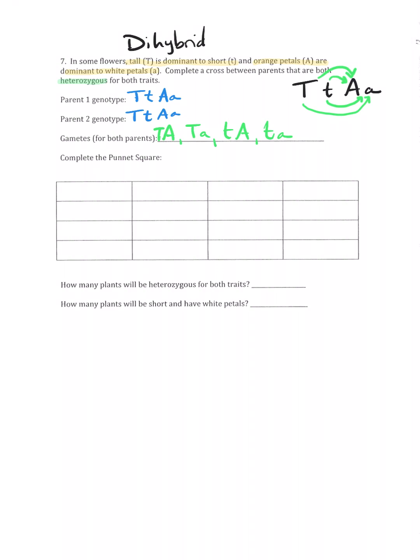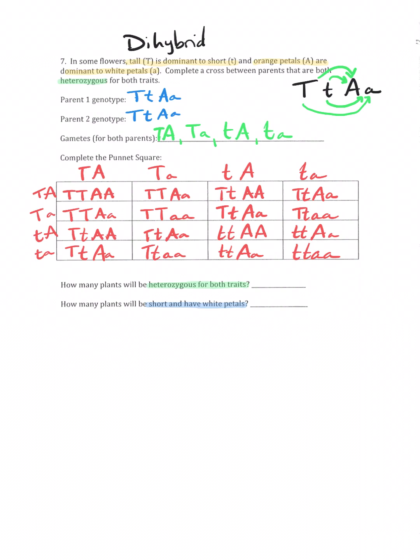So next you can set up your Punnett square. You should notice that the letters are the same on the top and the side of the Punnett square, and that's because the parents have the same genotype for these two traits. Next, you're going to fill in your Punnett square so that each box has 4 letters. If you need to pause the video for a moment to write down the Punnett square, feel free to do so. Next, we'll answer the last 2 questions.